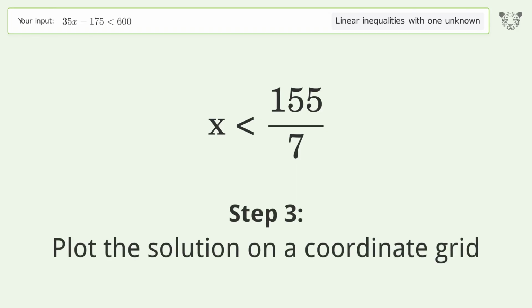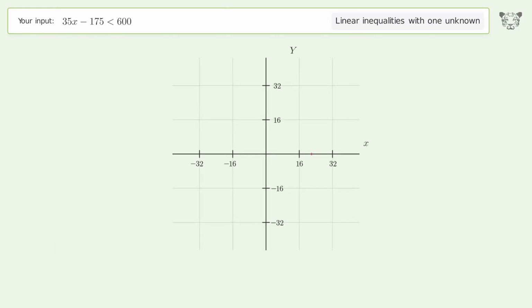Plot the solution on a coordinate grid. And so the final result is x smaller than 155 over 7 smaller than 221 over 7.